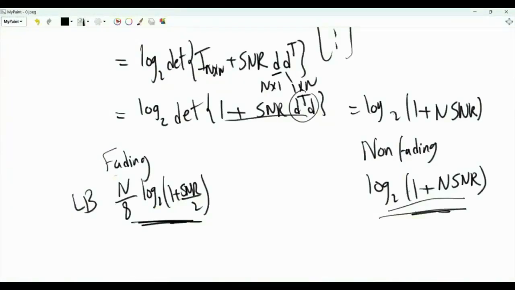This means that if n is large enough, given some SNR, we can make this greater than that. With a large enough number of antennas, random i.i.d. fading in MIMO systems may improve capacity, contrary to the SISO case.